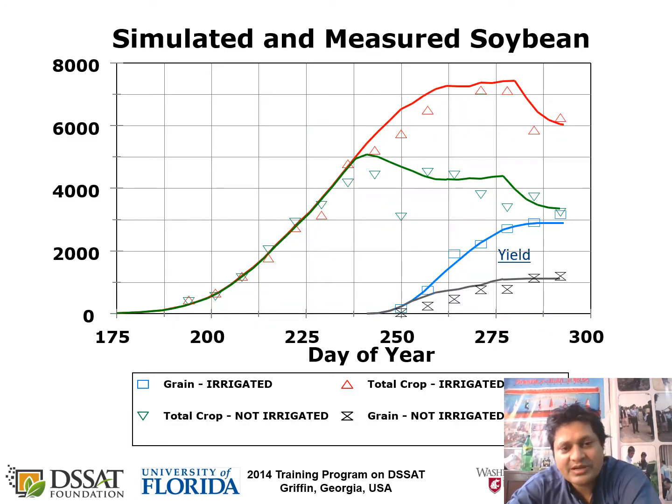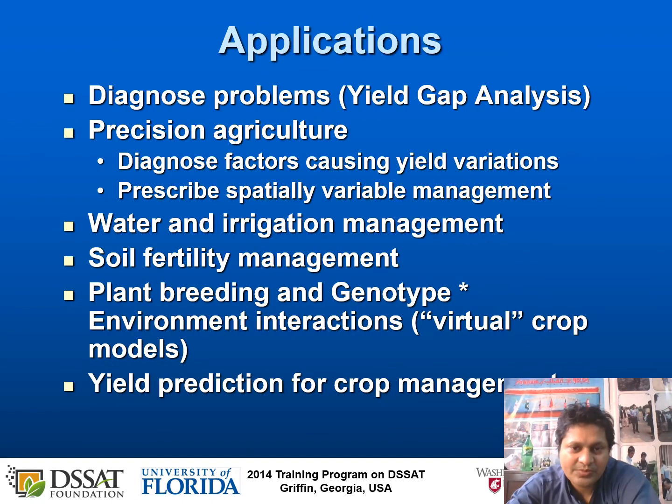These are some of the experiments that we have already performed using these models. Already some of the application trends are showing by simulation. So what kinds of applications can we use this model for? Diagnosing problems, yield gap analysis, precision agriculture, diagnosing factors causing yield variation, prescribing spatially variable management, water and irrigation management, soil fertility management, plant breeding and genotype and environment interaction, and virtual crop models.